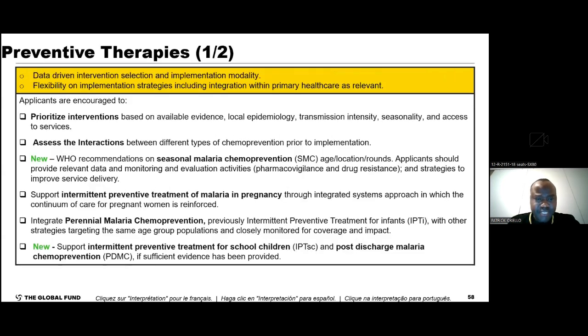For preventive therapies, we have had improved or new guidance from WHO in the areas of SMC, seasonal malaria chemoprevention, on perennial malaria chemoprevention, previously IPTi, and of course, the usual prevention of malaria in pregnancy. So for this, there is new guidance available from WHO, and we hope you'll have the opportunity to look at that, and using your country data, be able to determine where this can be applied. Next slide.